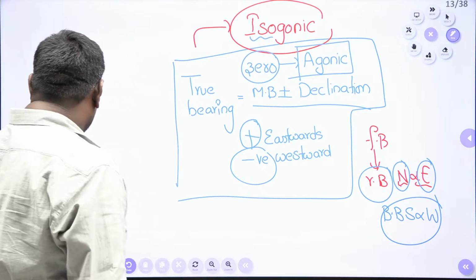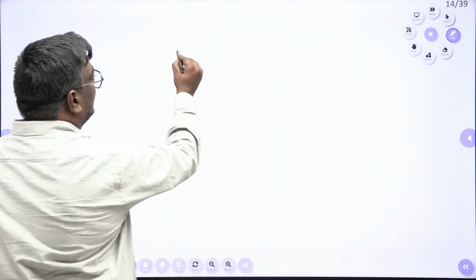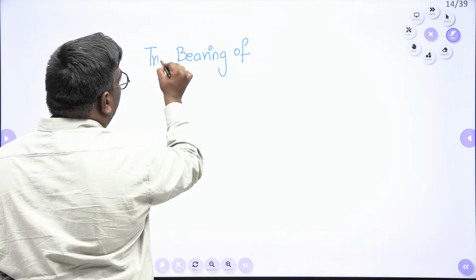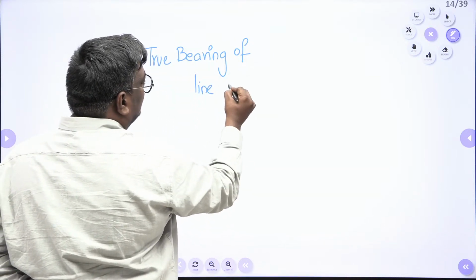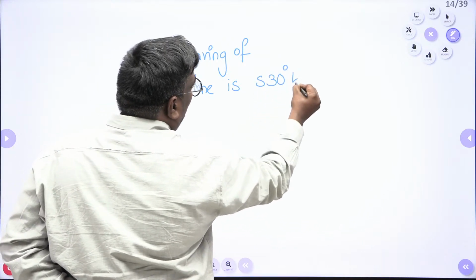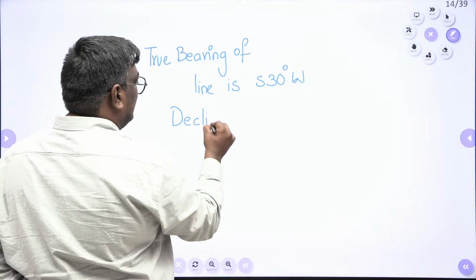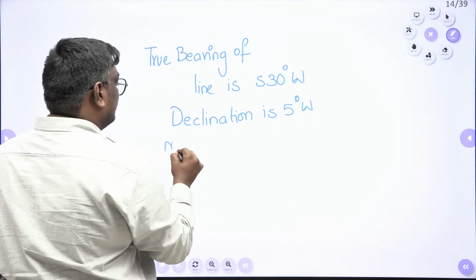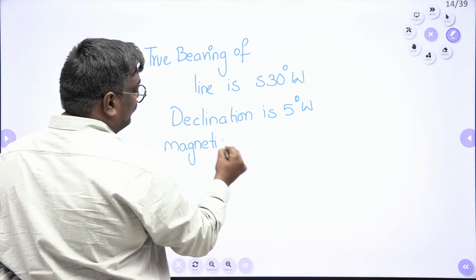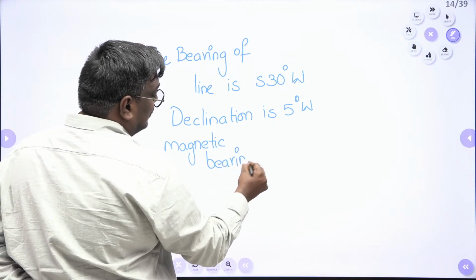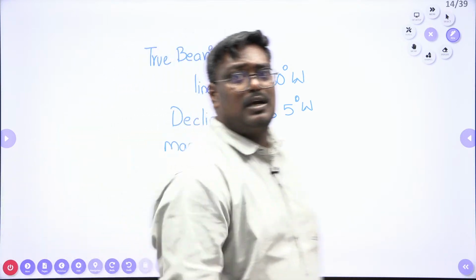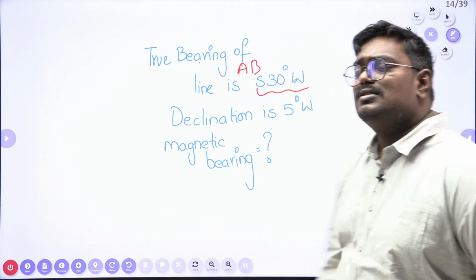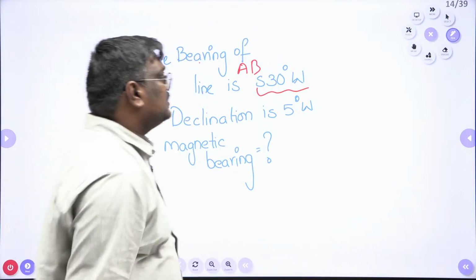And one more thing, my dear students, suppose I give you one question on the fly. If the true bearing of a line AB is south 30 degrees west, and the declination is 5 degrees west, what will be the magnetic bearing? This is a simple question, my dear students. The true bearing of line AB is how much? South 30 degrees west.